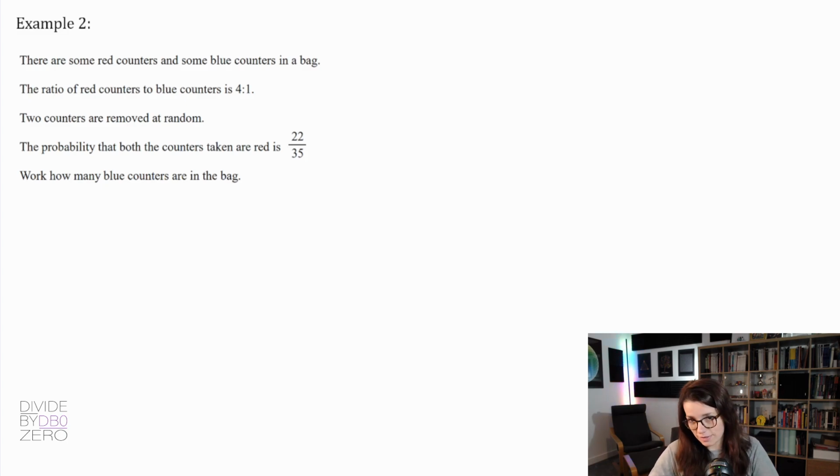So it's similar to the first example, but the way they've given us the information is different. We're given a ratio of red to blue counters as 4:1. Now, because the actual number of counters could be any multiple of 4 and 1, I would write this ratio as 4x to 1x or 4x to x. In total, therefore, we would have 5x counters.